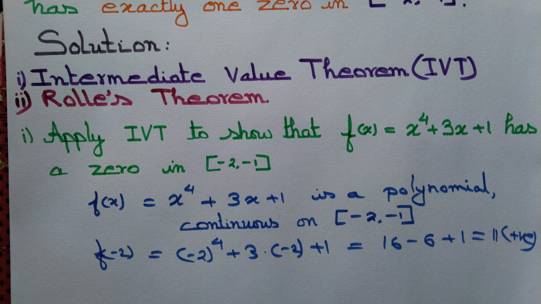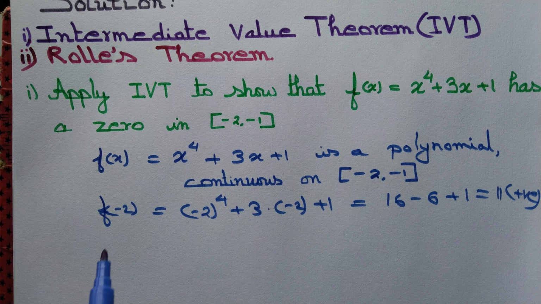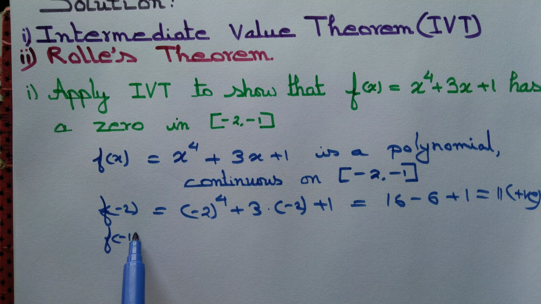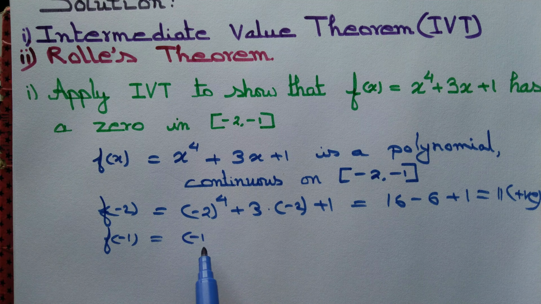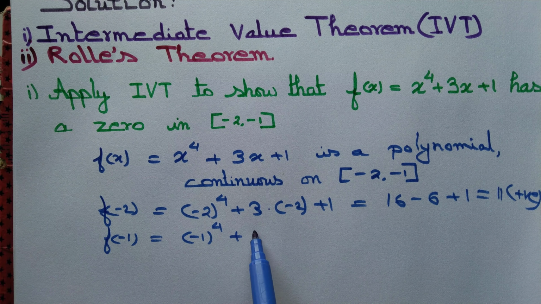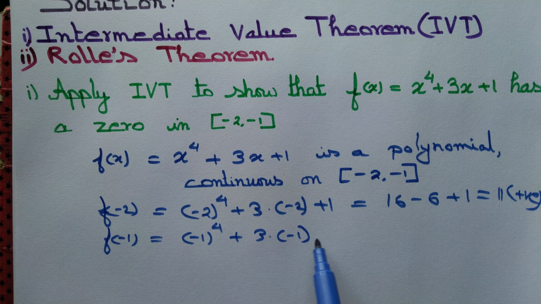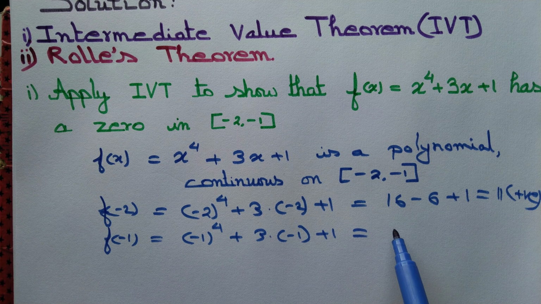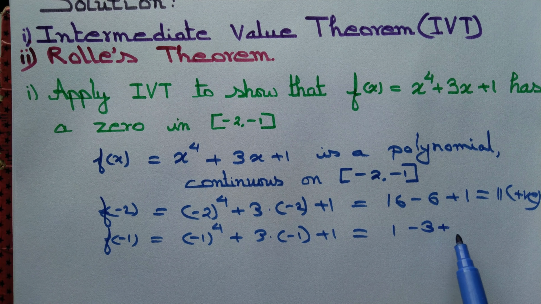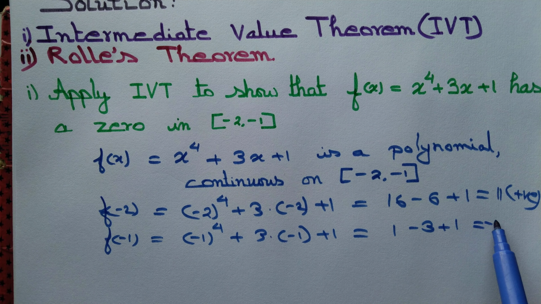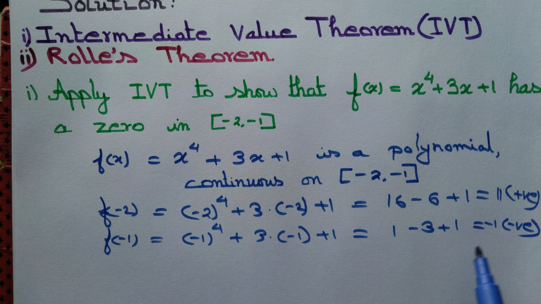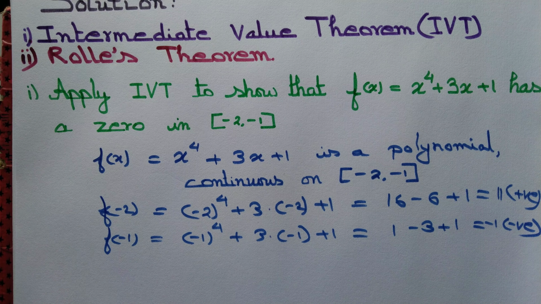How about f(-1)? f(-1) equal to (-1)^4 + 3 times (-1) + 1. That's equal to 1 minus 3 plus 1. That's equal to -1, a negative quantity. Observe that f(-2) and f(-1) are of opposite sign.